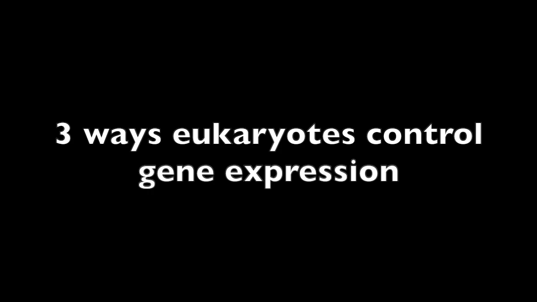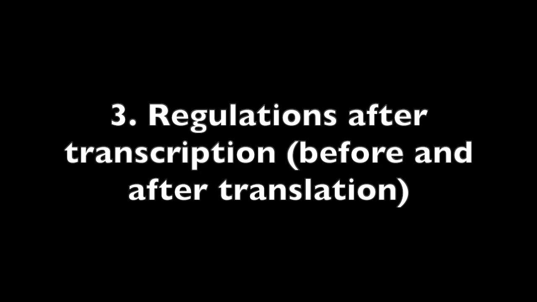There are 3 basic ways that eukaryotes can control how genes are expressed. 1. Eukaryotes can regulate how chromatin is coiled or uncoiled. 2. Eukaryotes can regulate when transcription starts. And 3. Eukaryotes have a way of regulating things after transcription as well, before translation begins or sometimes even after translation.